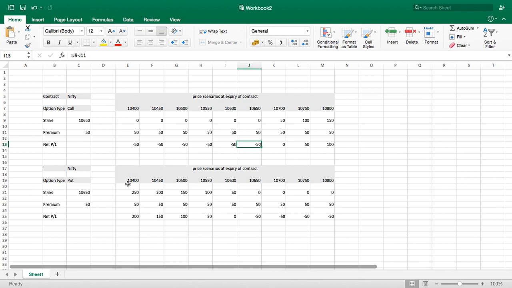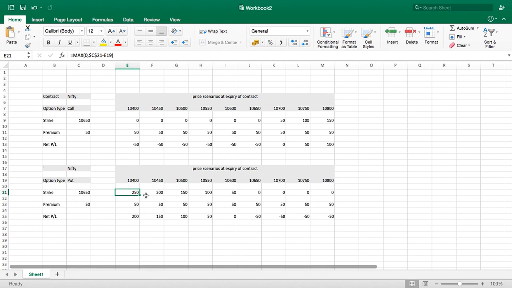And for a put option, this is the entire spot price scenario, same as above. The strike price remains the same. Now instead of a call option, we have taken a put option. This is the strike price. This is the premium, which is the same. Now the profitability of a put option will be the maximum of 0 and the difference between the strike price and the spot price. This is because we know that a put option actually gains value or gets in the money or starts making profit only when the spot price falls below the strike price.